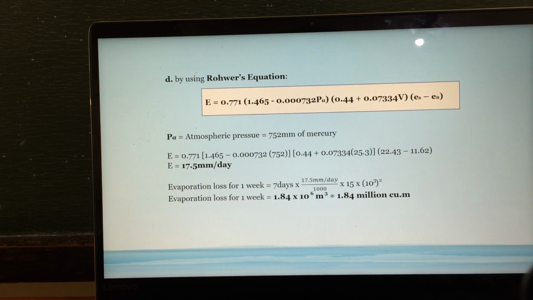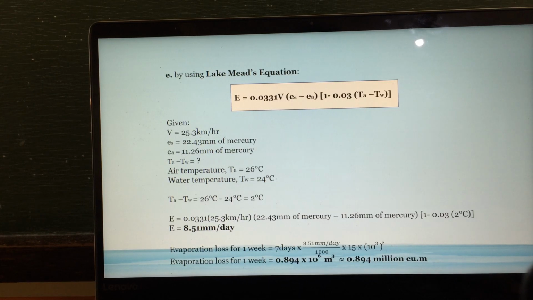Evaporation loss for 1 week is equal to 1.84 times 10 raised to 6 cubic meter, which is equivalent to 1.84 million cubic meter. The last equation is by using Lake Mead's equation with the formula of E equals 0.0331 times V times the quantity of E sub S minus E sub A times the quantity of 1 minus 0.03 times the quantity of T sub A minus T sub W.